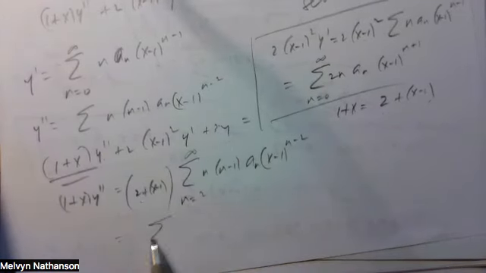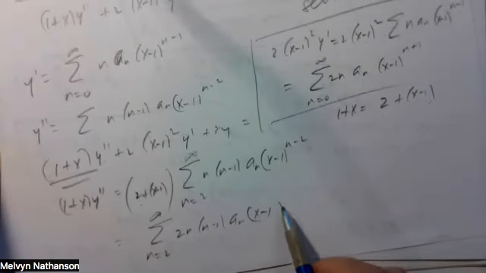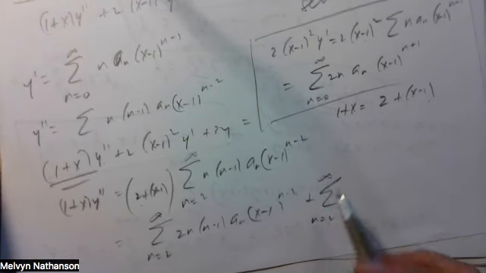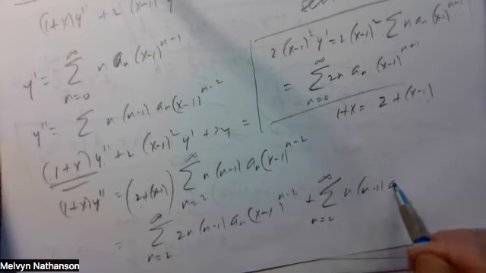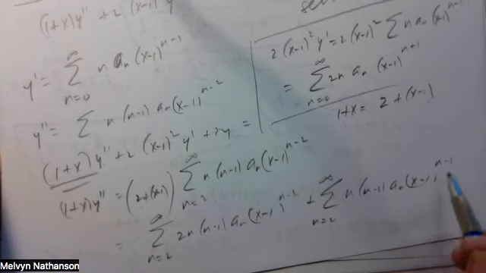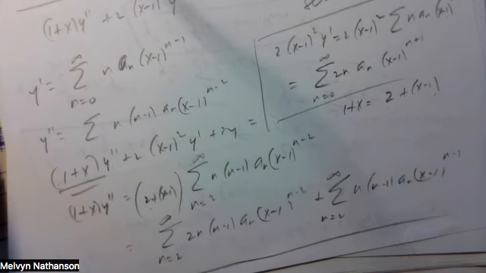So from the 2, I get the summation, n goes from 2 to infinity, 2 n(n minus 1) a sub n (x minus 1) to the n minus 2, plus the summation, n goes from 2 to infinity, n(n minus 1) a sub n (x minus 1) to the n minus 2 times (x minus 1), which is to the power n minus 1. And now I have everything as a sum of powers of x minus 1, and I can collect all the terms, get some somewhat complicated expression, but that's what we'll do.